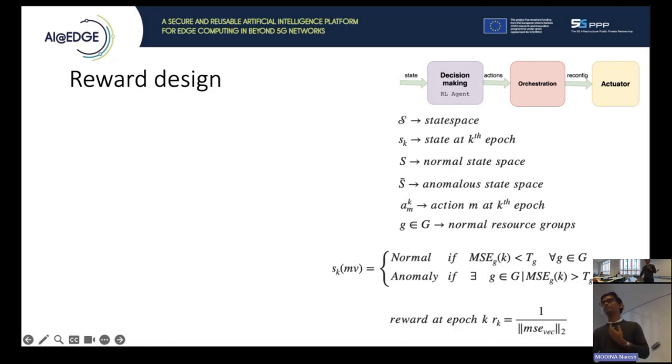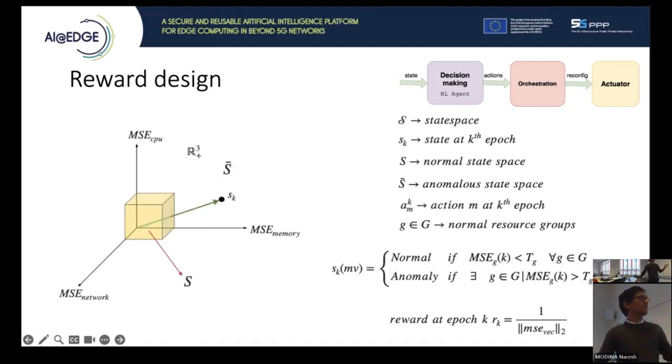Now let's see the very critical design parameter in reinforcement learning, which is the design of the reward. The entire learning, the quality of learning, clearly depends on how you design the reward, because the reinforcement happens by observing the reward that the agent receives. So if the reward design is not optimal, it is very difficult for the agent to learn an optimal policy that gives you a stronger trade-off in terms of speed and quality of the solution.